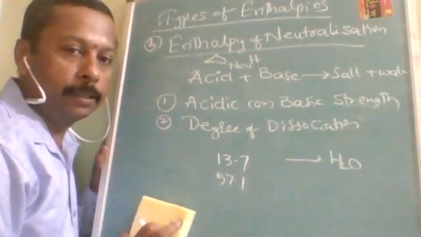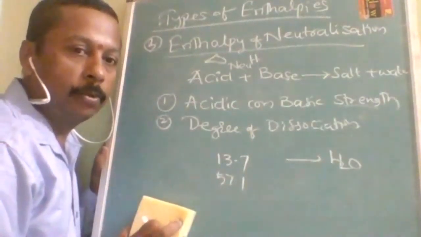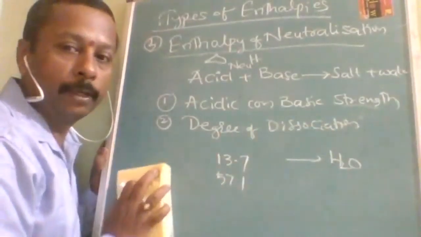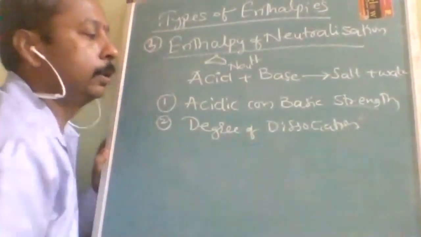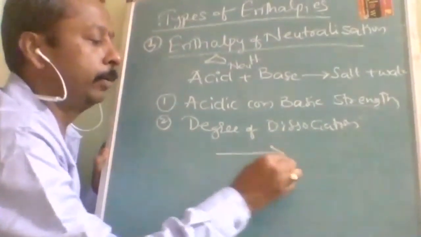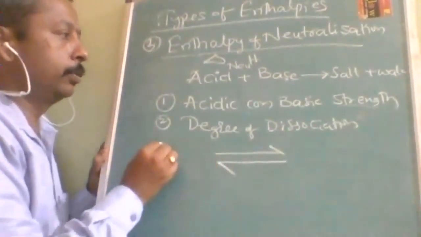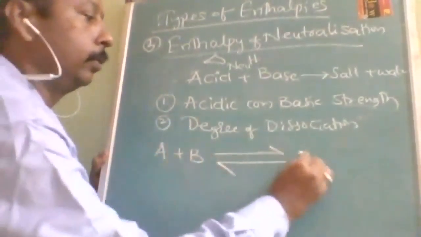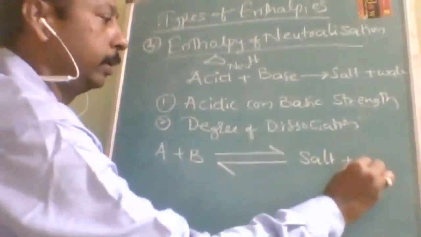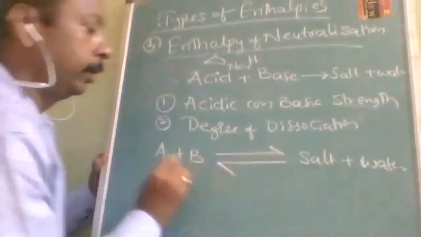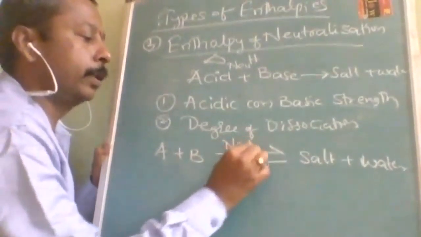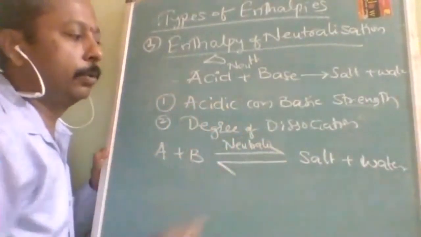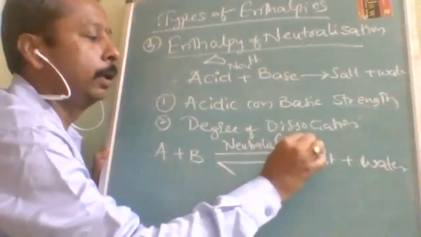Suppose if something is less than this, that means it is undergoing less dissociation. So with that we can calculate degree of dissociation. Because in the ionic equilibrium also I mentioned, suppose this is the acid and this is the base, so this is salt and this is water. Now if this reaction is neutralization, here I am telling it is always exothermic.